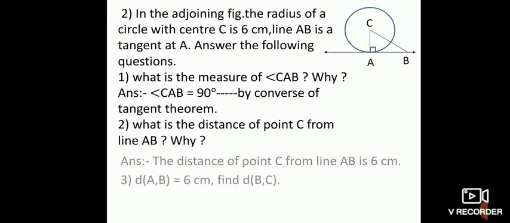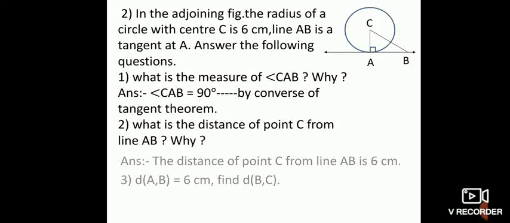Then see the third question. In the third question the distance AB is equal to 6 cm and we are asked to find the distance BC. Again, observe the figure. In the example, we have given the radius of the circle is 6 cm and the radius is CA or AC. AC is 6 cm. Then the distance AB is also 6 cm. And we are asked to find the distance BC.